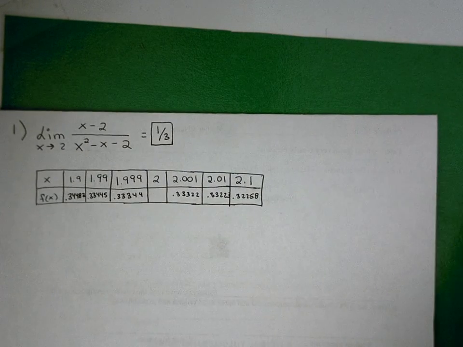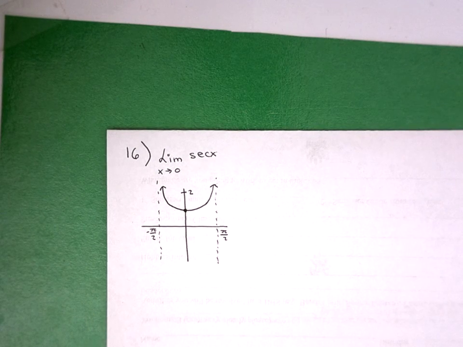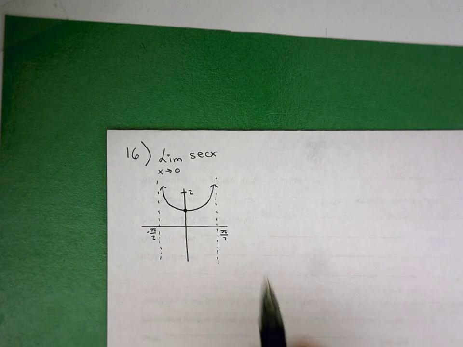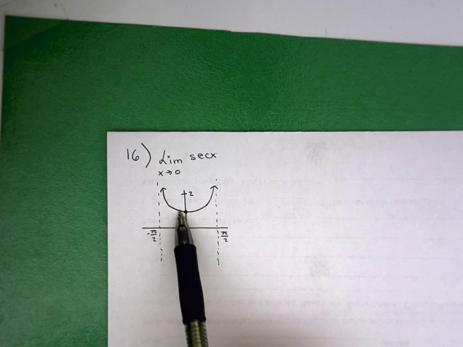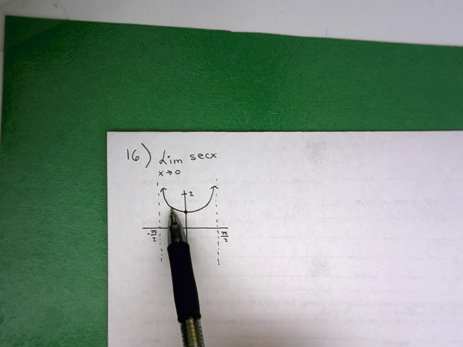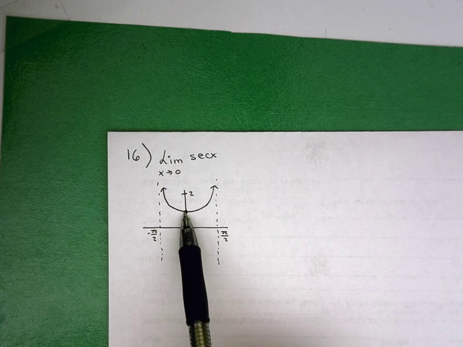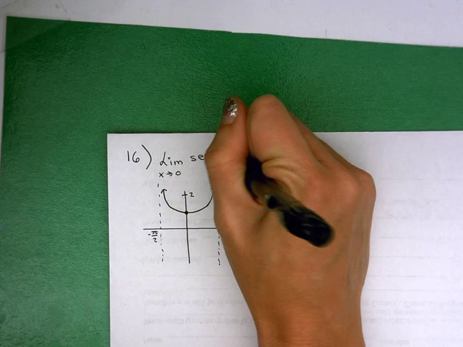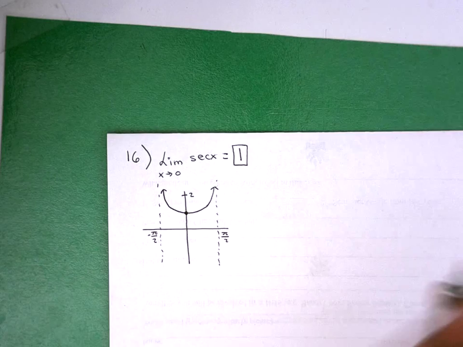When it comes to a graphical approach, we have problems like this one. It's number 16 in your textbook. The limit as x approaches 0 of secant x, and they've given you a graph here. Okay, and so we're going to go ahead and approach 0. Well, when I follow my primary graph here, as I get closer and closer and closer to 0, it looks like my y value is getting closer and closer and closer to 1. Right? It looks like the y value should be 1.